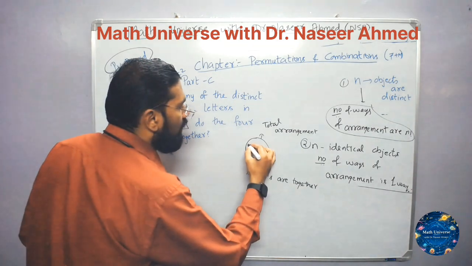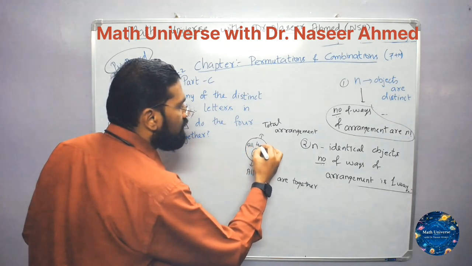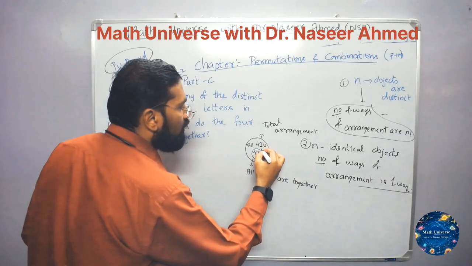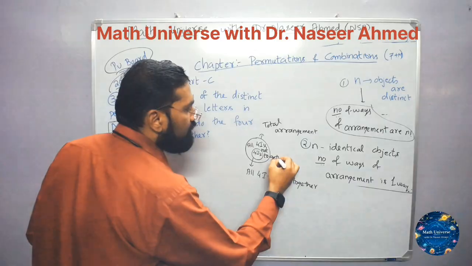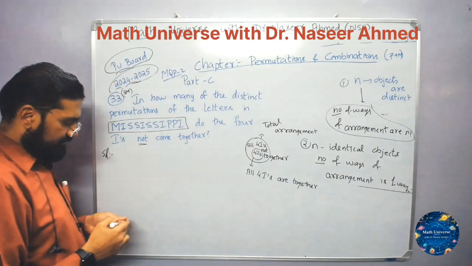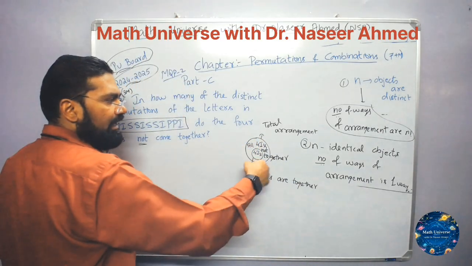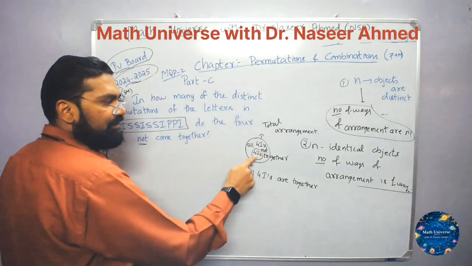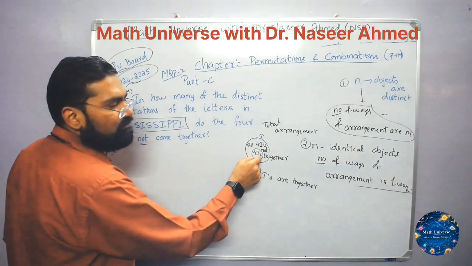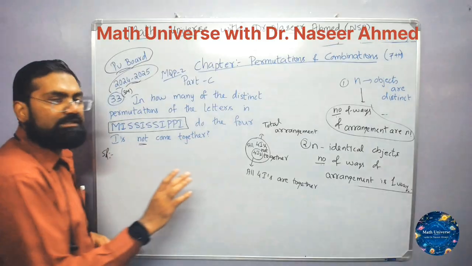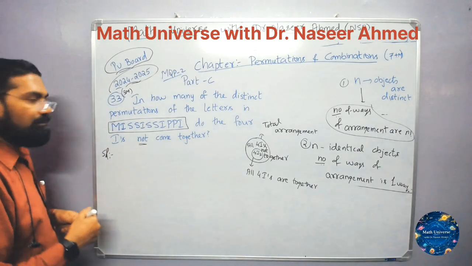So I want all 4 I's not together. Not together. So how to get that? It's very simple. From the entire arrangement, the total arrangement, subtract all the 4 I's together. As soon as I remove this, I'll get all the 4 I's not together. So we are going to apply this logic.